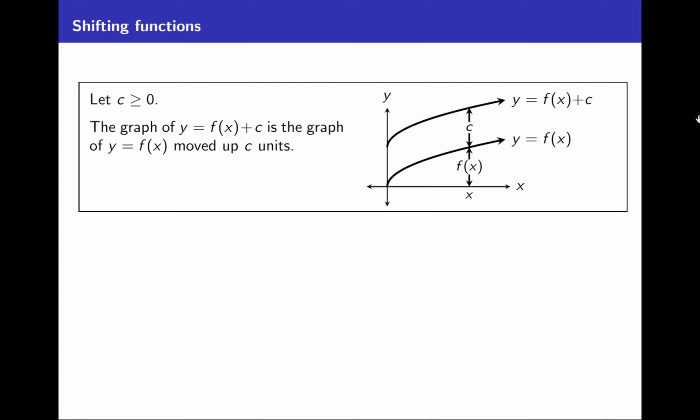So let's let c be greater than or equal to 0, as it is in this picture. The conclusion is that the graph of f of x plus c is the graph of y equals f of x moved up c units. And of course, if c were negative, we'd be subtracting, and we'd be moving down c units. The graph of y equals f of x minus c is the graph of f of x moved down c units.